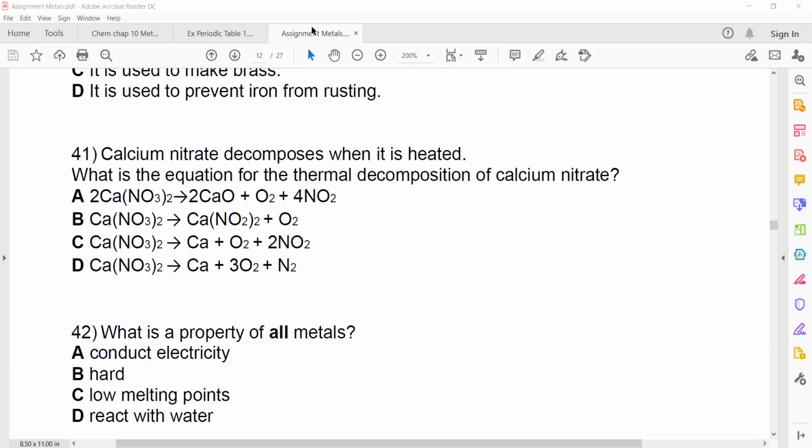So it will decompose into calcium oxide. First, this is totally wrong. You can work out the wrong answer directly. So it is always metal oxide. So even if you don't check which equation is balanced, B, C, and D equations are totally wrong. It forms metal oxide plus nitrogen dioxide plus oxygen. So you're left with only one right option. That's A.